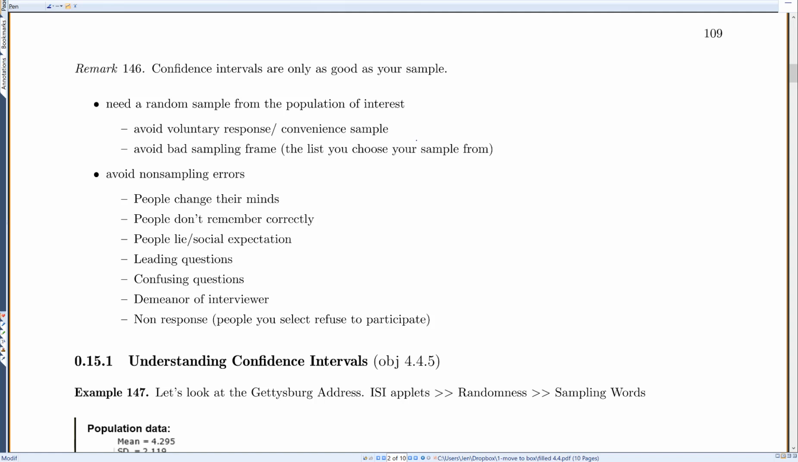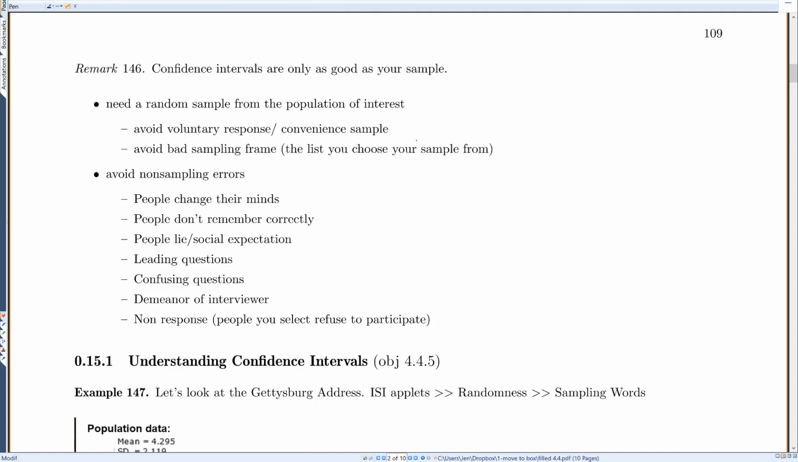A note here, confidence intervals are only as good as your sample. So if you have a bad sample, you're not going to get an accurate confidence interval, even if you do the math correctly. So you do need to remember you need a random sample from your population that you're interested in. You want to avoid voluntary responses or convenient samples, like you don't want people volunteering to be in your sample. And you need to avoid a bad sampling frame. So remember, the sampling frame is the list that you choose your sample from.